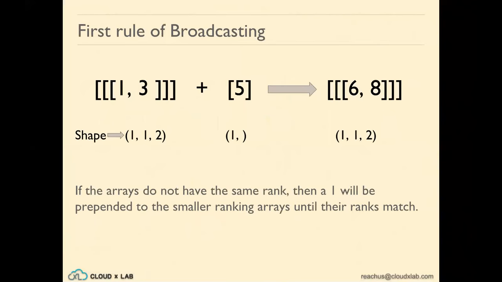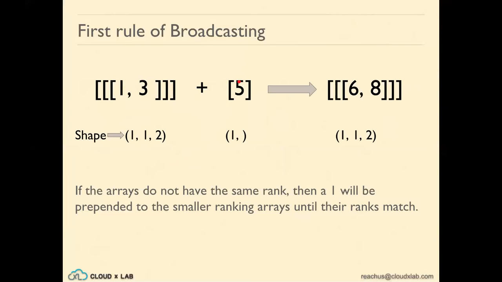Number one, if the arrays do not have the same rank, meaning one is two-dimensional and the other is one-dimensional, or one is three-dimensional and the other is two-dimensional, or one is three-dimensional and the other is one-dimensional, and so on. Here you can see that this one is three-dimensional, while this one is single-dimensional.